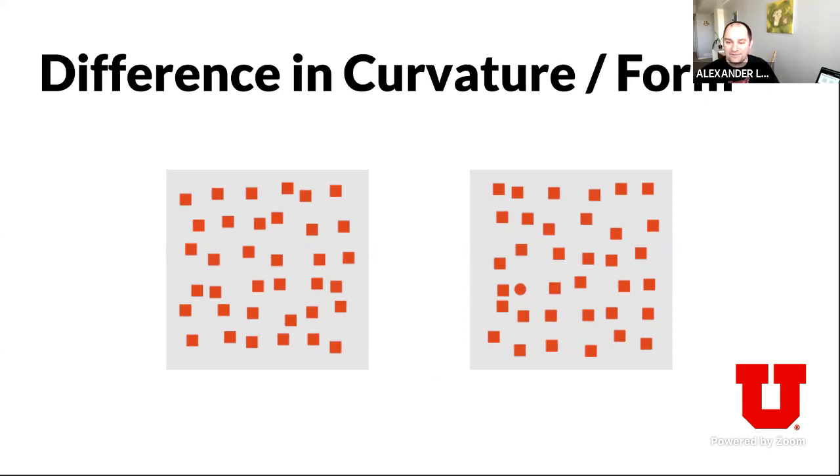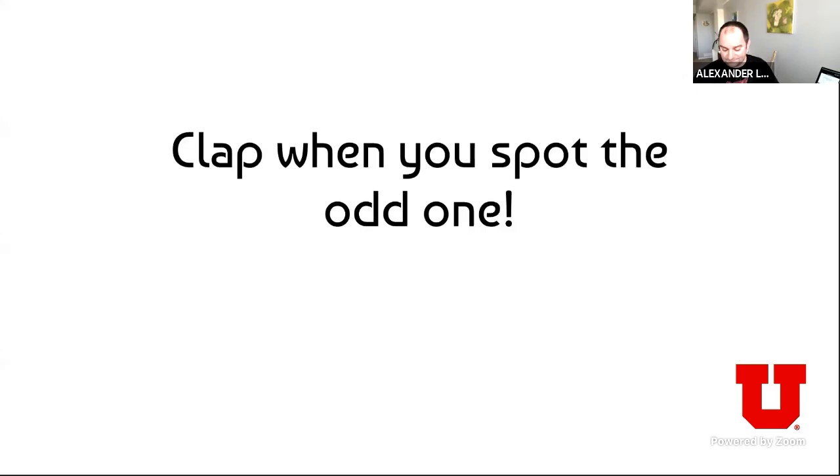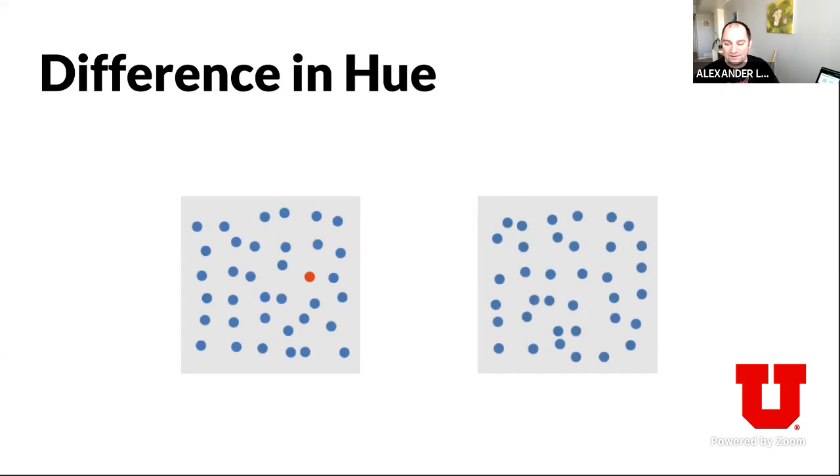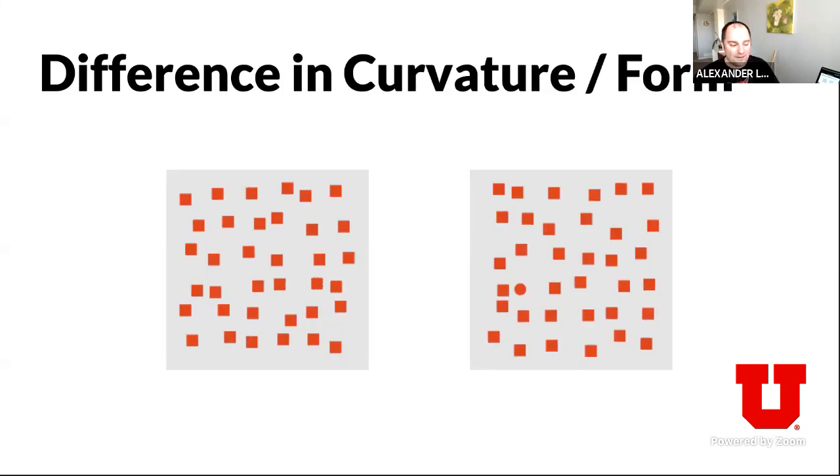Here's another example. Here we have a pop-out for difference in curvature and form. Most of you should have spotted this already. We have this pop-out effect here on the right: there's one circle in a sea of squares. But you also notice that this isn't quite as fast as hue. Hue really stands out. The shape here is a pop-out effect, but it's not quite as strong.